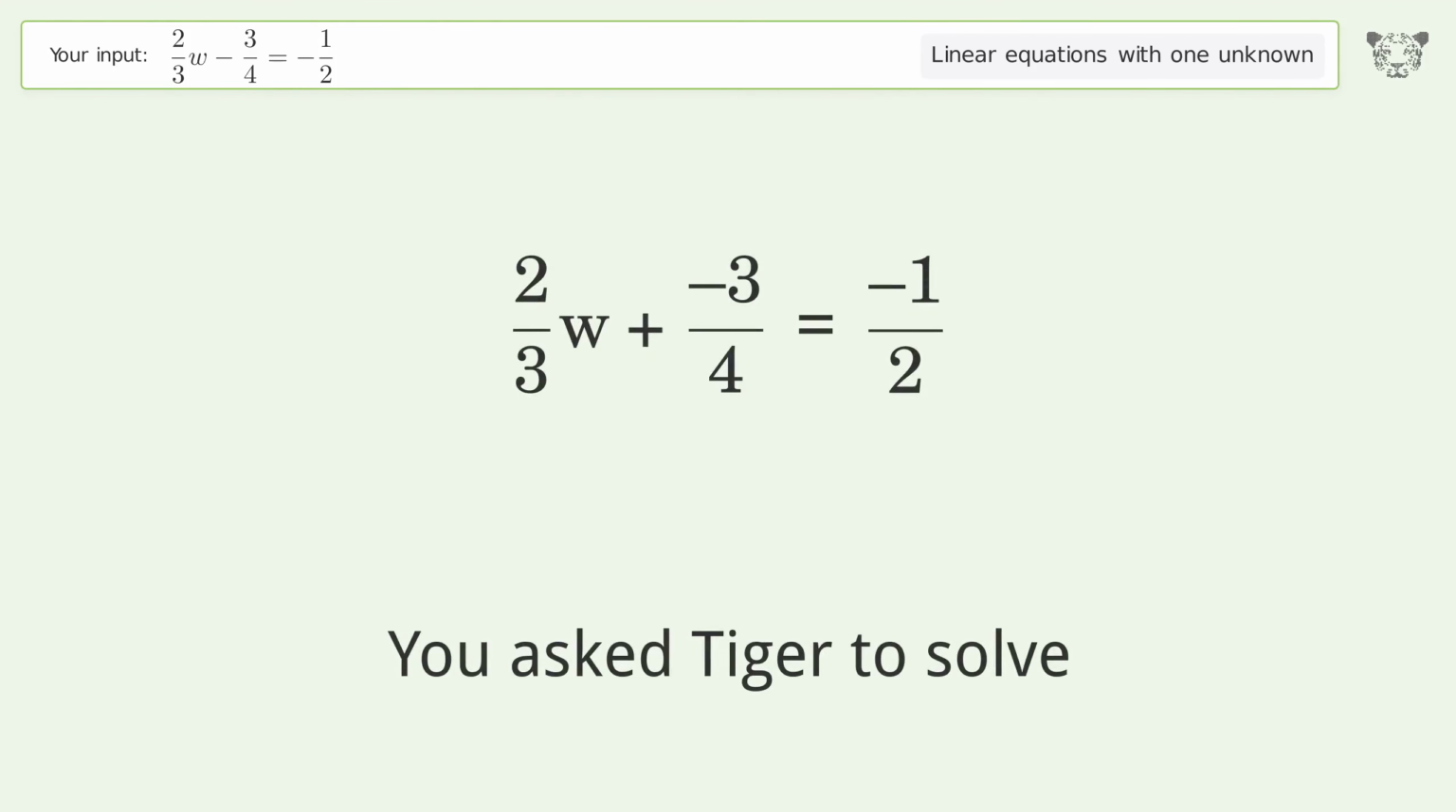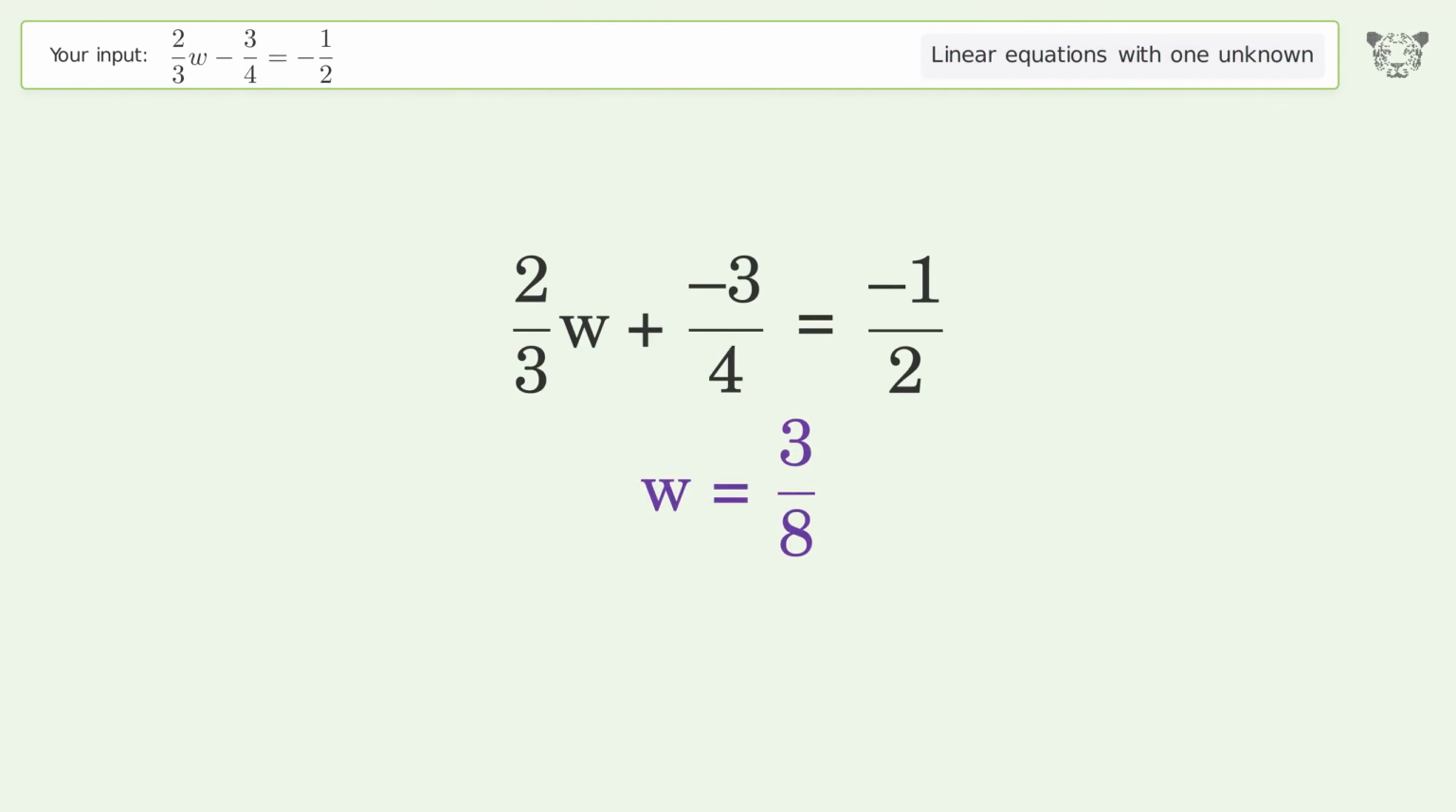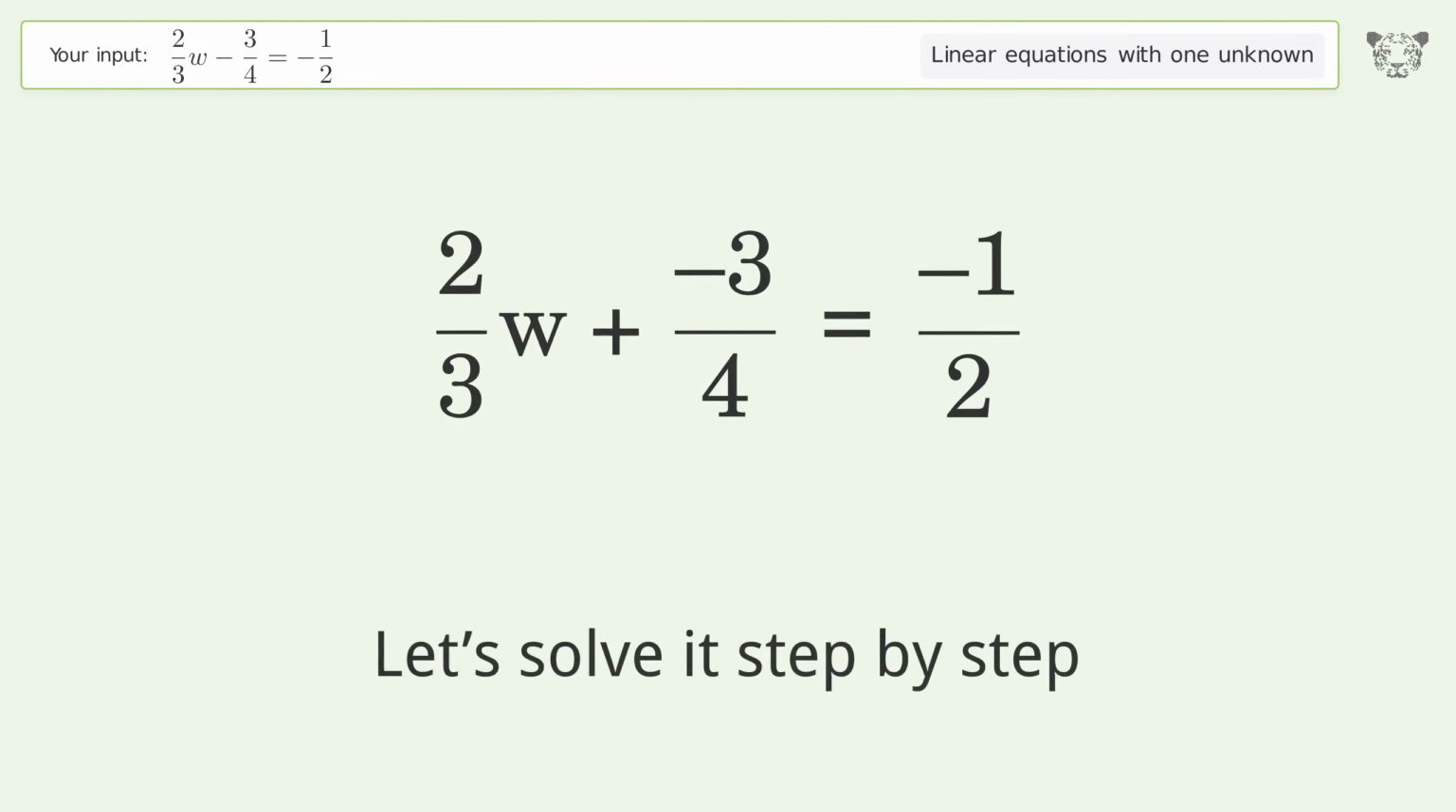You ask Tiger to solve this. This deals with linear equations with one unknown. The final result is w equals 3/8. Let's solve it step by step.